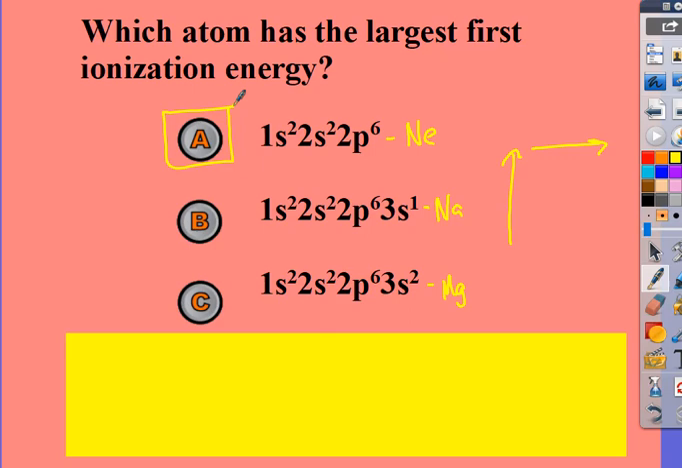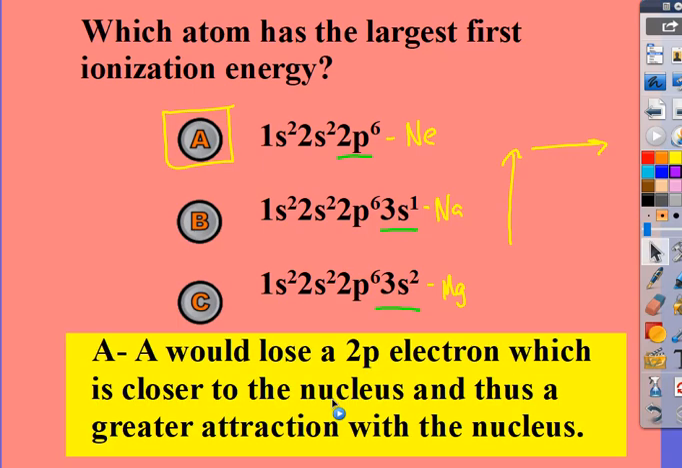So if we look at it, if A loses an electron, it's going to lose it from the 2p. In B, if it loses an electron, it's going to lose it from the 3s, and C would lose it from the 3s as well. Well, the 2p is closer to the nucleus, therefore it's going to require more energy to remove it. So A would lose a 2p electron, which is closer to the nucleus, and thus a greater attraction with the nucleus.